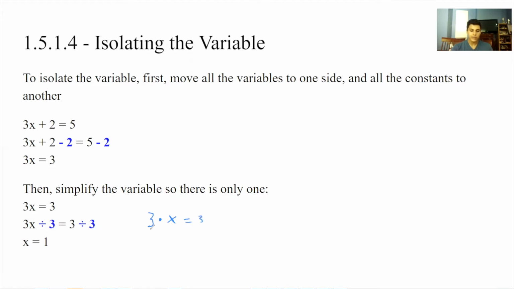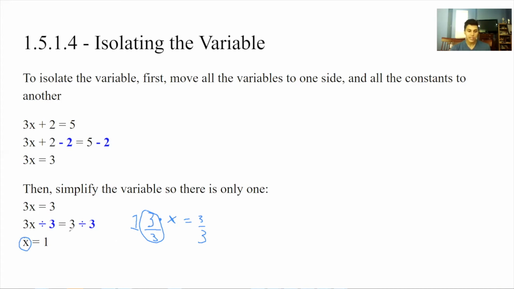So if I get rid of this 3 by dividing both sides of the equation by 3, then this is going to simplify right here to 1. So this equation becomes 1 times x equals 3 divided by 3. And 1 times x is just x on its own. So that's how we get x all on its own, so we can have variable equals some number.